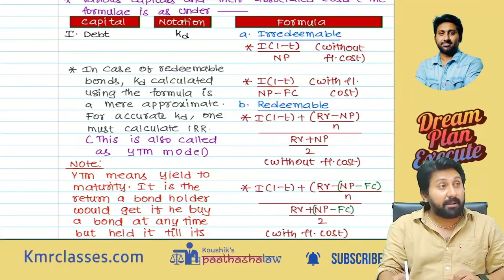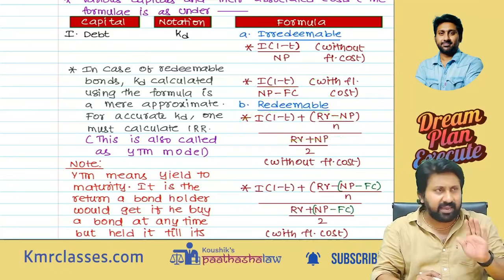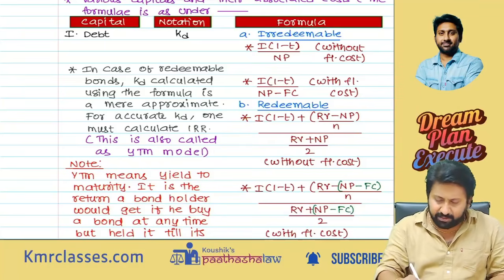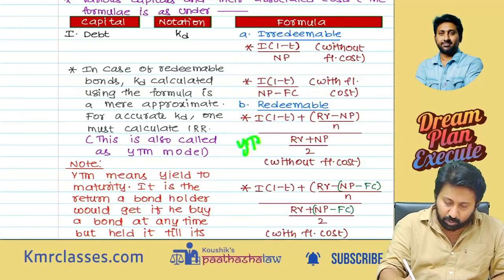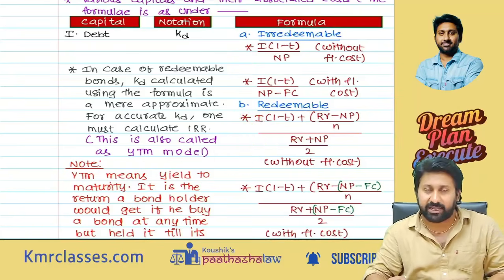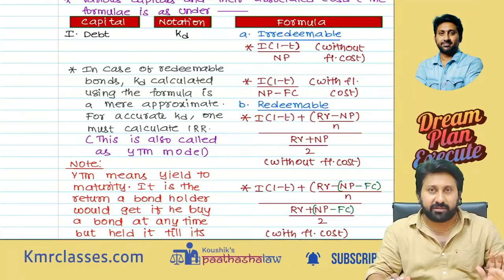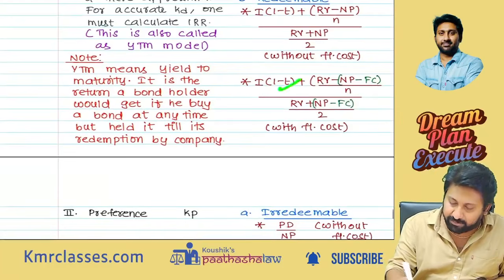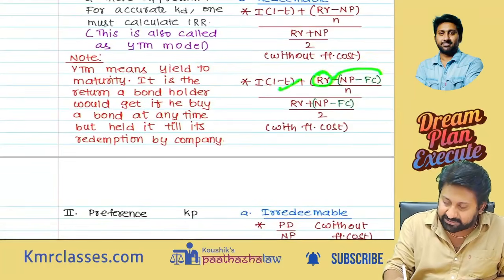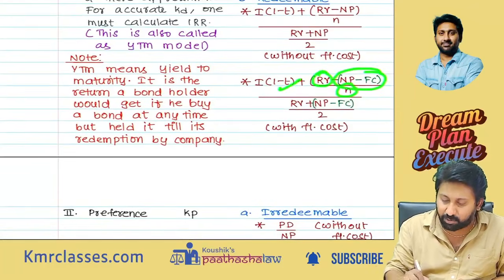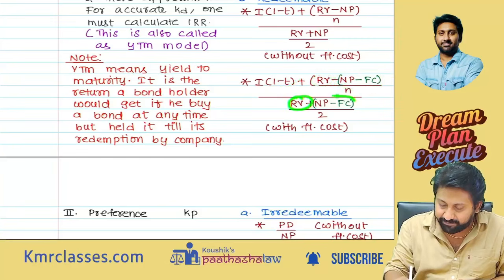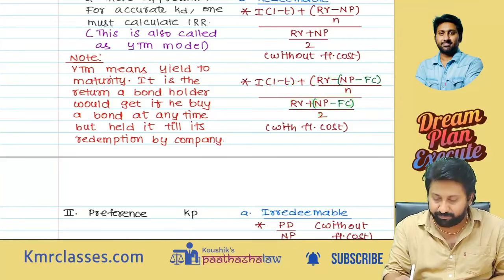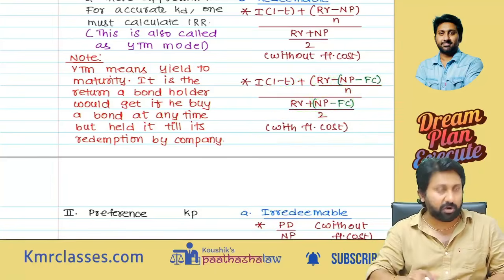Next, from the company's point of view, see the same formula. The same logic applies. This is KD, also called YTM. Always remember one thing: if a flotation cost is there, reduce it from NP. I into (1 minus T) plus (RV minus (NP minus FC)) divided by N, whole divided by (RV plus (NP minus FC)) divided by 2. This is with the flotation cost.